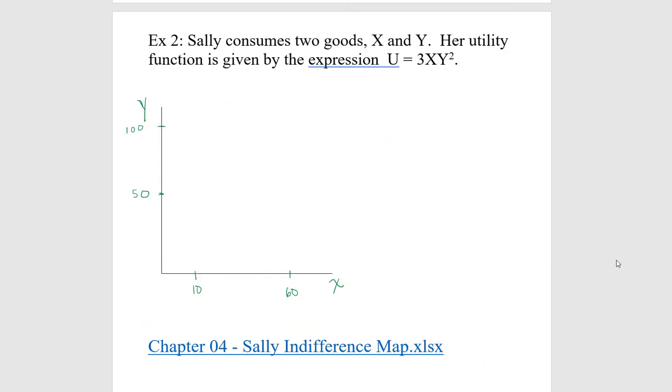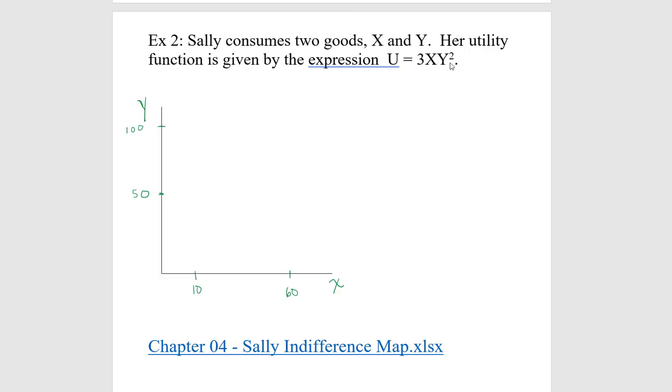I have a second example for us to look at. Suppose Sally consumes two goods, X and Y. Her utility is given by the function U equals 3 times X times Y squared. I know already by looking at this it is going to be convex to the origin. It's going to give us that curvy shape like the wine and pasta graph gave us before. I'm going to do a few calculations by hand to show you how we would graph this, and then I'm going to go over to Excel and show you what I did there.